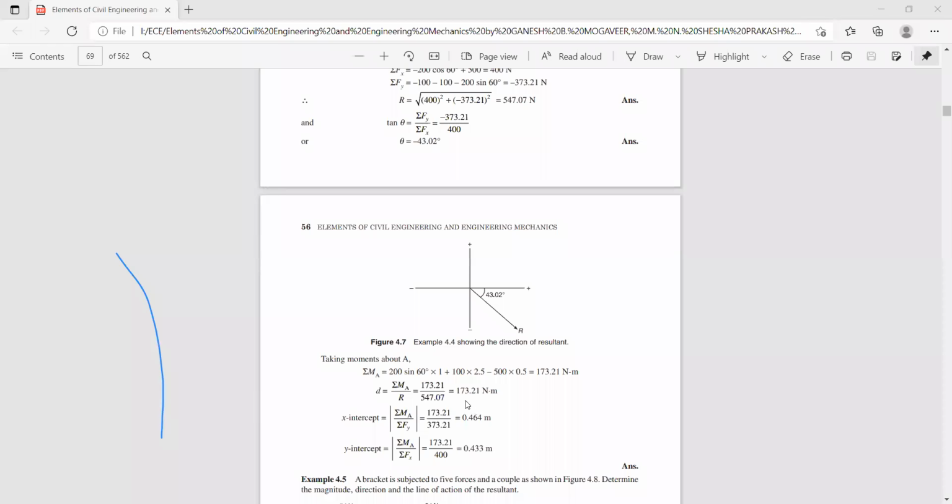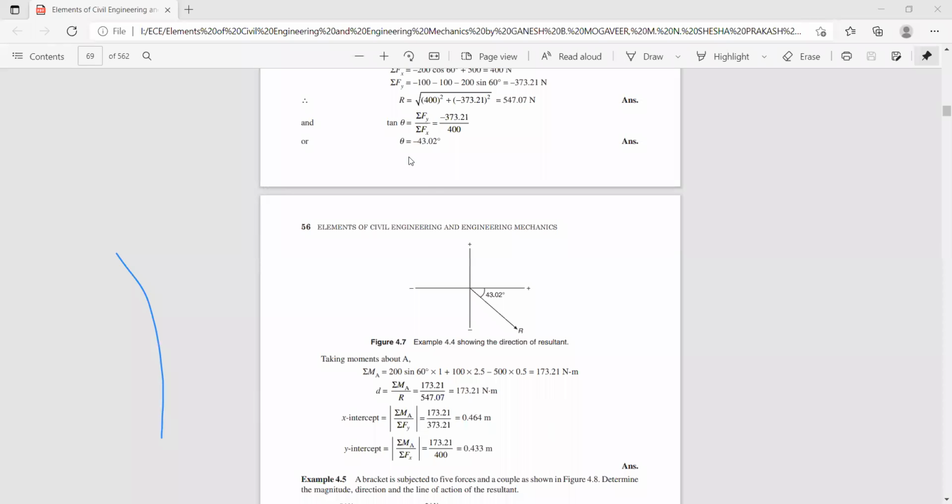So here there is a printing mistake. It should have been 173.21 divided by 547.07. So it works out to be 0.31 meter. So here make the correction. So it is 0.31 meter, and then you can calculate the x-intercept and y-intercept. That is about 0.464 meter and 0.433 meter.